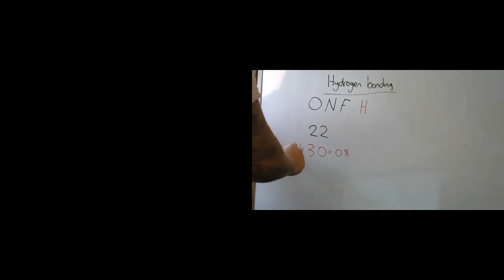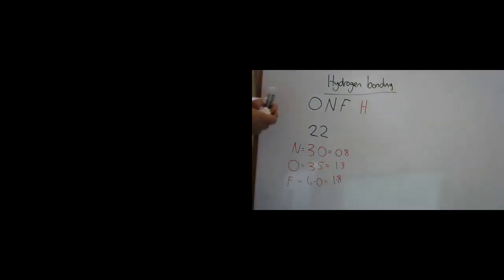Oxygen is 3.5, so I have a difference of 1.3. Fluorine is 4.0, so we have a difference of 1.8. But the other interesting thing is nitrogen and oxygen both have an unbound pair of electrons, which contributes to the negative pole. So the classic example I'll draw on the board is water.